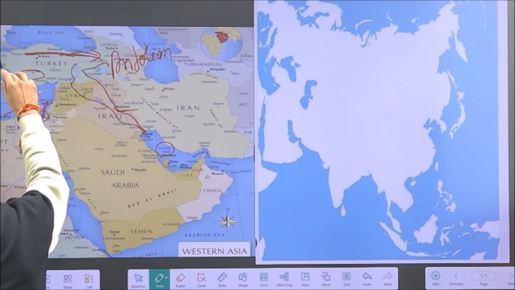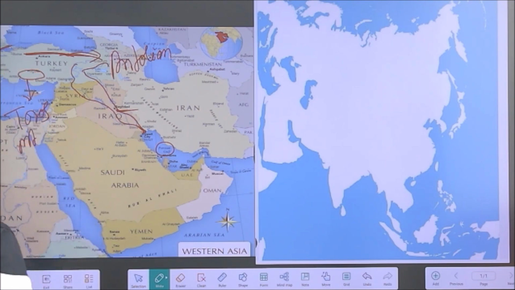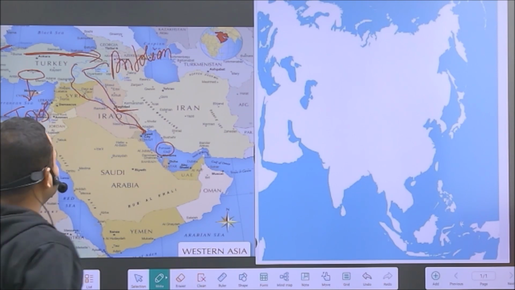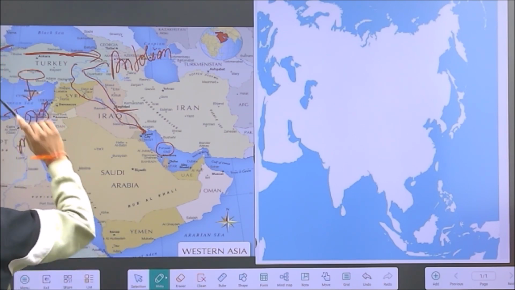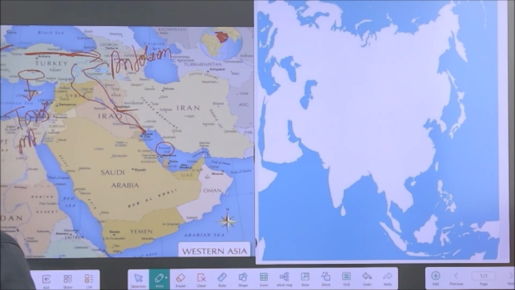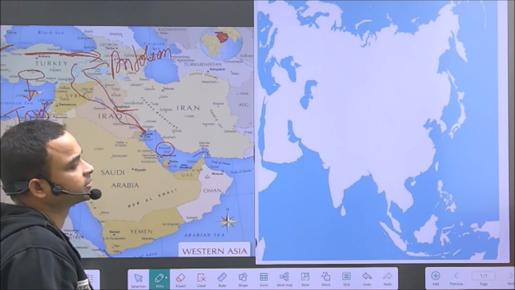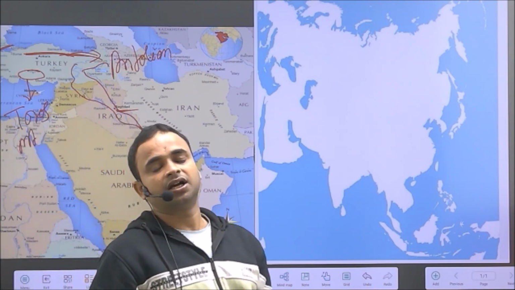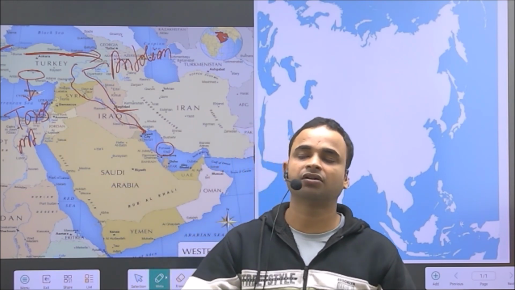Here, some part of Turkey is situated in Europe. There Istanbul is situated, and Istanbul is basically an ancient city and also the ancient capital of Turkey.